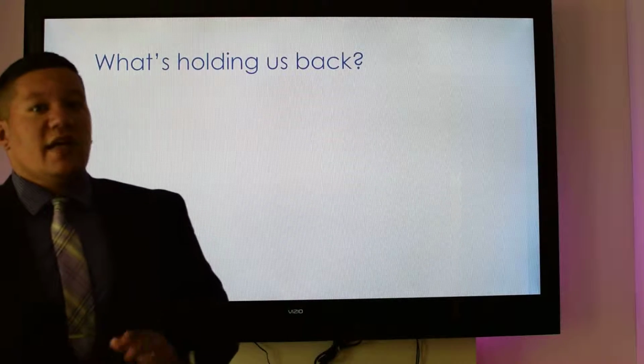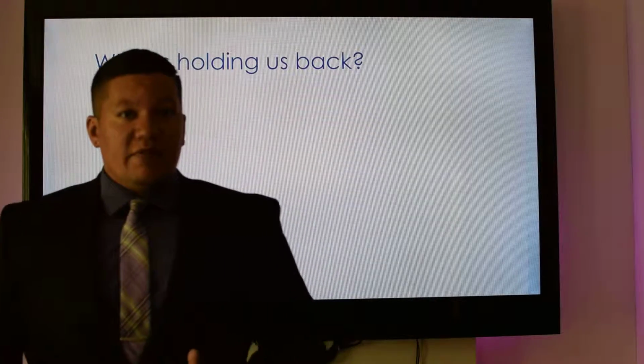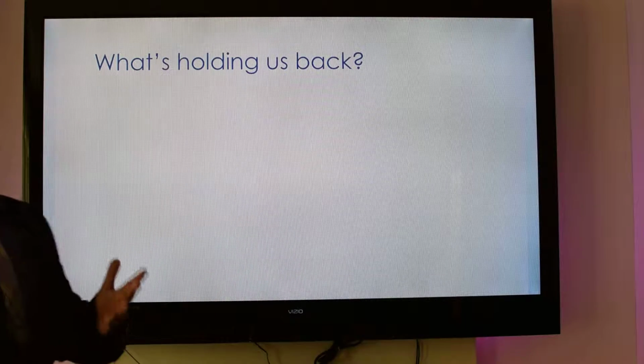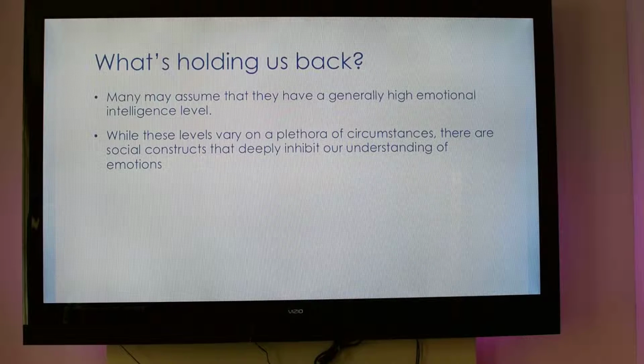Now we're going to go on to the second part of the workshop and understand things that are holding us back from a high level of emotional intelligence. What will those things be? What's holding us back, per se? Many assume that they will have a generally high emotional intelligence level. Many think that they have a grasp on what their emotions are, what key emotions you have, what you're going through in life. But there are some social things that are holding us back that we may not even know exist. While these levels vary on a plethora of circumstances, there are social constructs that deeply inhibit our understanding of emotions.